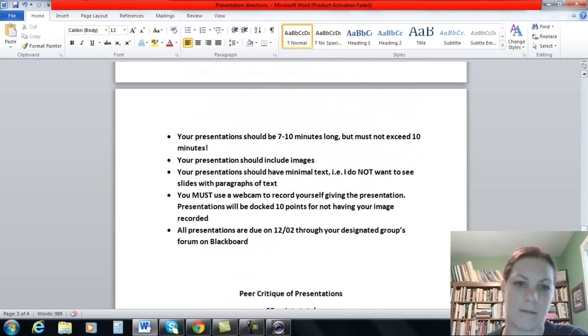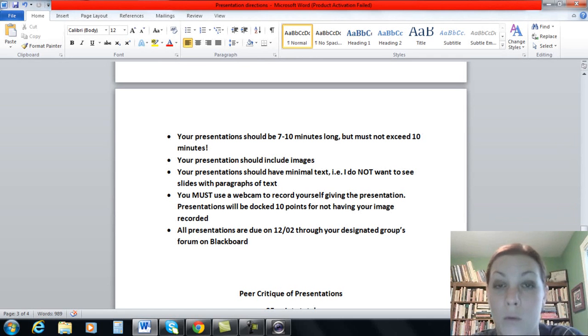Now here are the meat and bones of the presentations. They should be 7 to 10 minutes long, but must not exceed 10 minutes, so make sure that you practice before you post your final presentation. Your presentations obviously should also include images, which will require you to have your final slide be a bibliography.